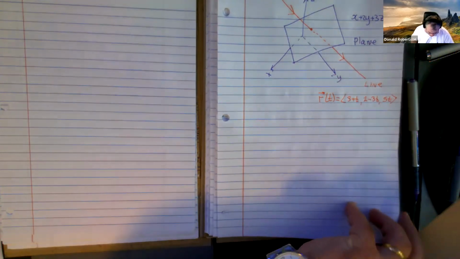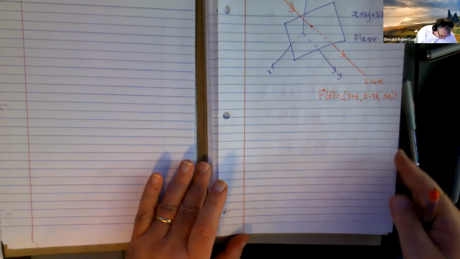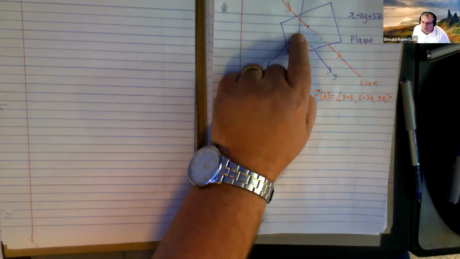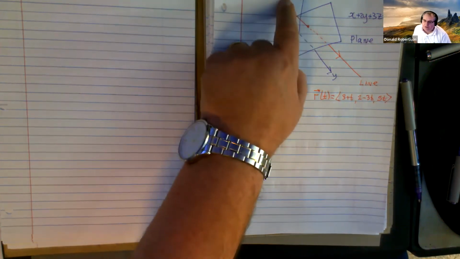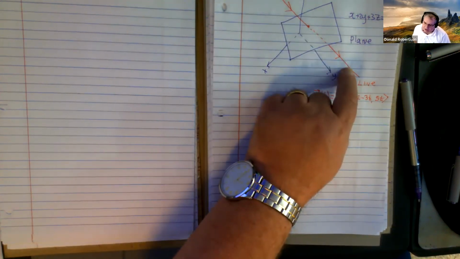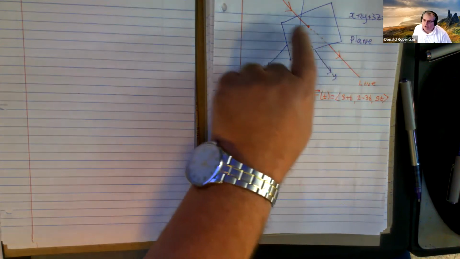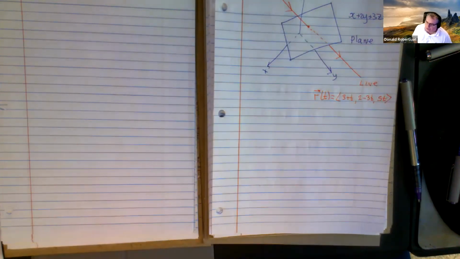So are the kind of things you want me to go over? How to find the equation of a plane when you're given information? How to find the equation of a line from certain information? Or how to find the intersection of the two? So I'm looking for a little bit more detail. What is it you would like me to do?